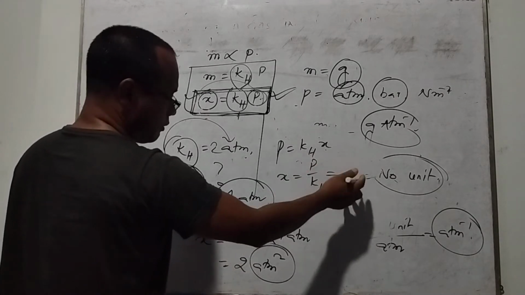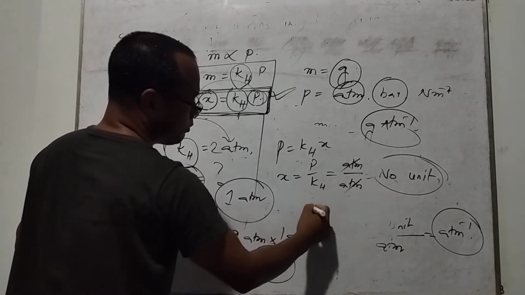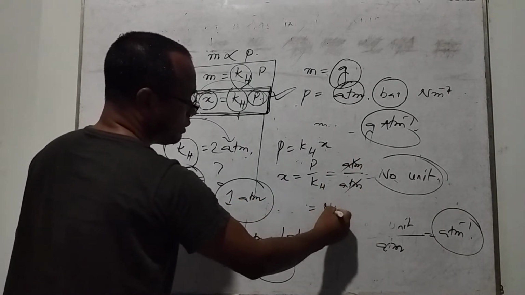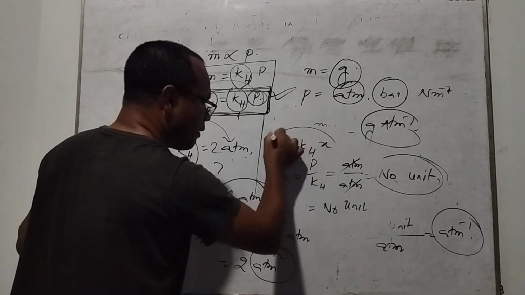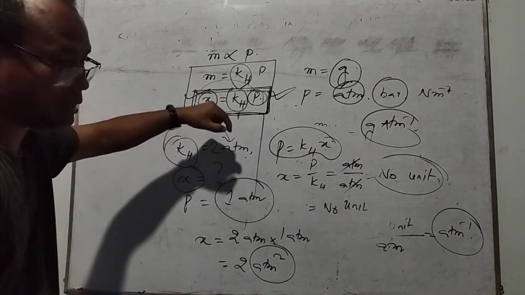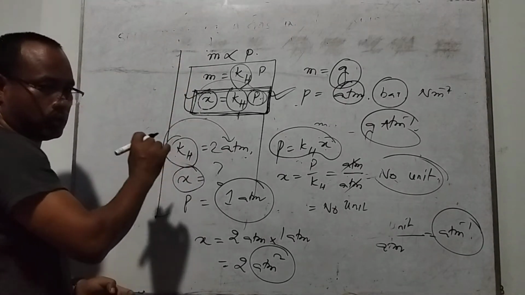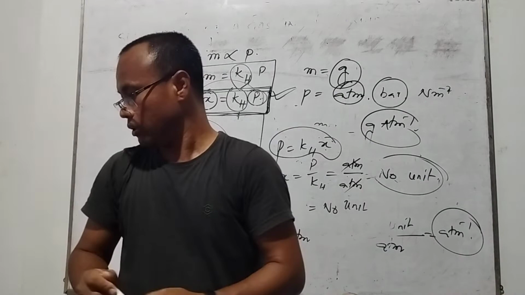So here P is given in atmosphere, and KH is also given in atmosphere, so they cancel and we find no units. So we have to use this equation if the KH value is given in atmosphere. Don't forget. This is a very important logic we should remember. Okay.